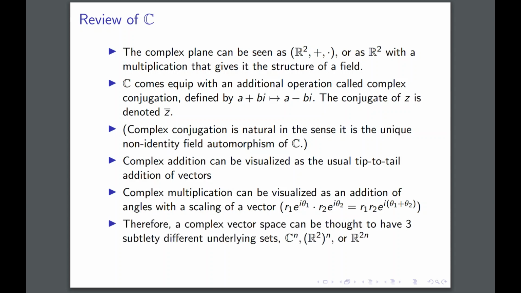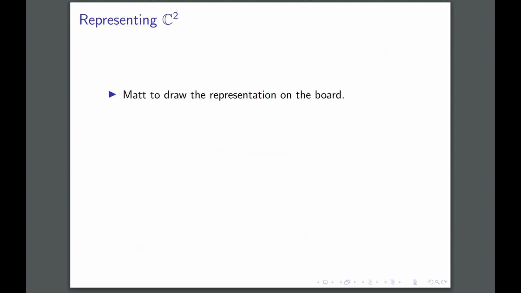And so, in a sense, a complex vector space can be thought to have three underlying sets that are different in these kind of subtle ways, right? Where we have n copies of C, n copies of R2, or 2n copies of R. And for this presentation we will be using the representation of n copies of R2.